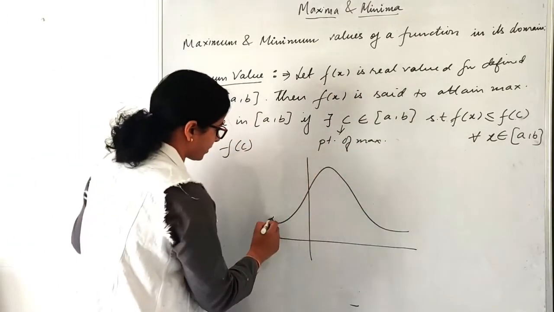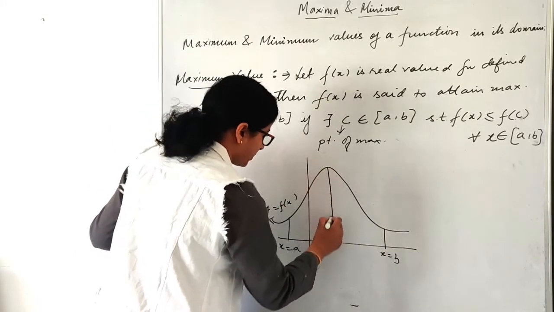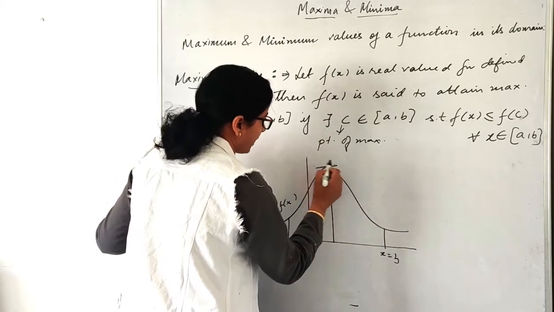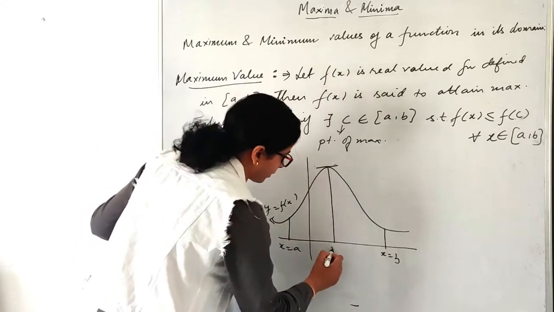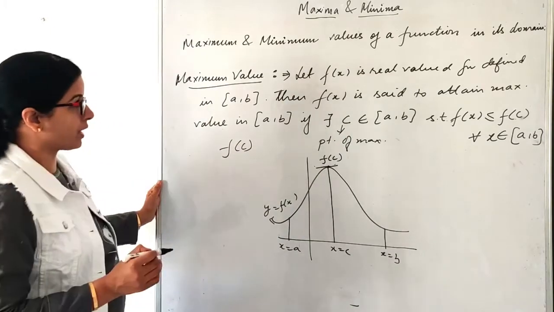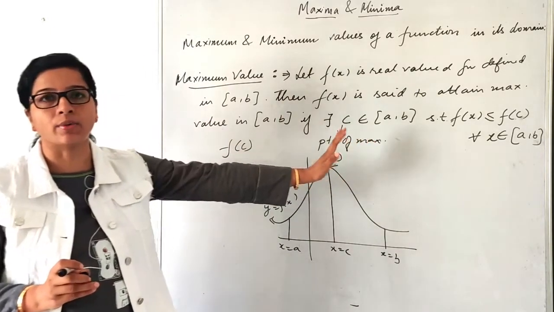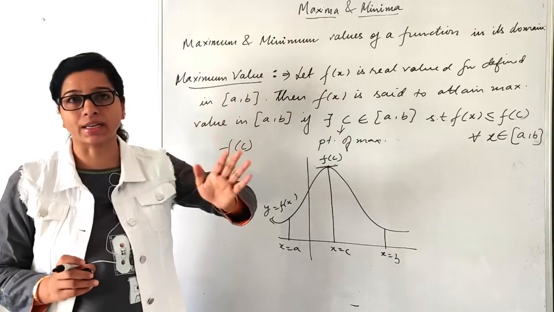Now let us take the graph. See, for example, this is the graph for y is equal to f(x), and this is the point c, and this is the point at which my function attains the maximum value. So x is equal to c, and this value will be f(c). Okay, so in this case my function attains the maximum value at c, that is f(c).